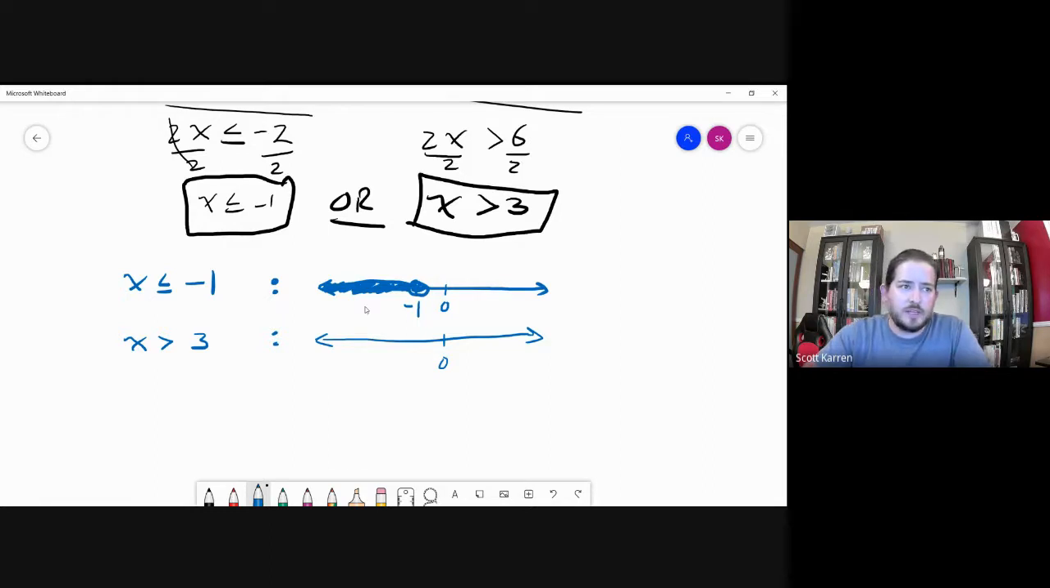X is greater than 3. My scale is not going to be great because I don't know, maybe extend this. Doesn't matter. Call this 3 if you want. To be greater than 3 is an open circle, and then just shade everything to the right.